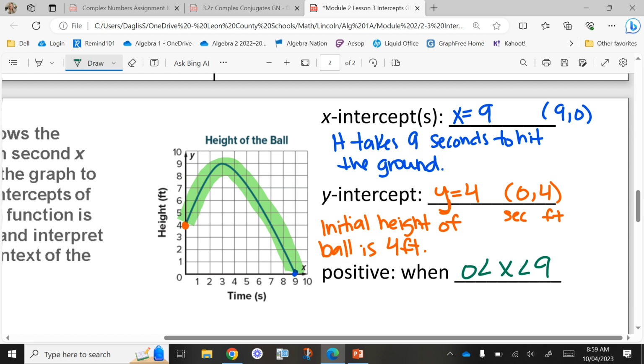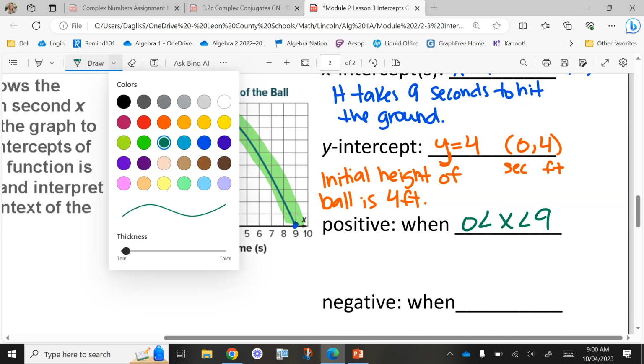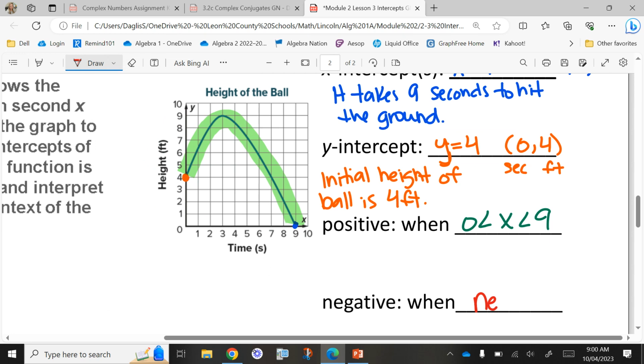Okay? When are we negative? Are we ever underneath the x-axis? No, it's never happening. Under the x-axis would show negative height. Is our ball going underground? No. So for this problem, that does not make sense. It would not make sense to have negative y values. The ball is not going under the ground.